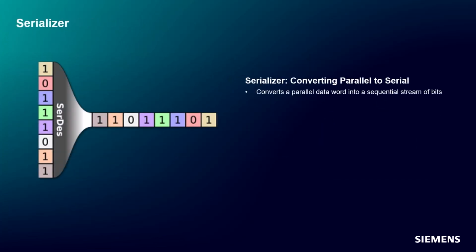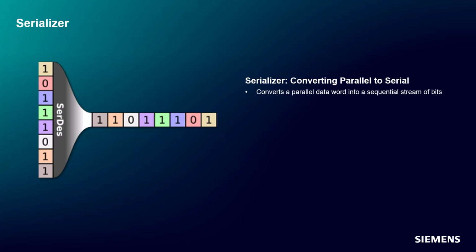Inside most digital systems, data is processed and stored in parallel form. That might be 8 bits, 16 bits, 32 bits, or more, all moving together at relatively low clock speeds. The job of the transmitter is to convert this parallel data into a high-speed serial stream and launch it onto the physical channel. The first major building block in the transmitter is the serializer.